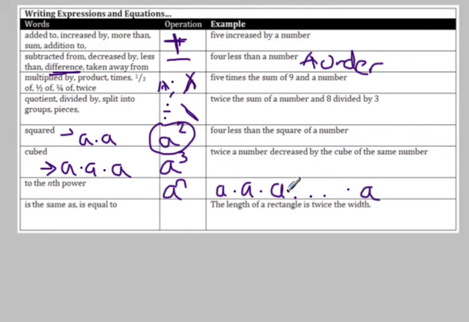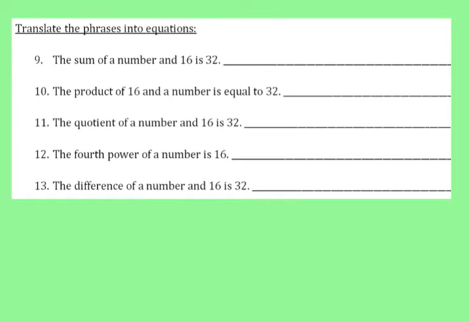The last thing is "the same as" or "is equal to." We're going to use the equal sign. That represents equaling something in a word problem. So let's do some practice with putting these into practice.